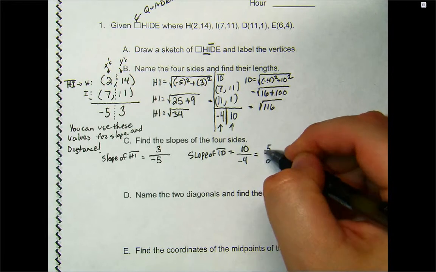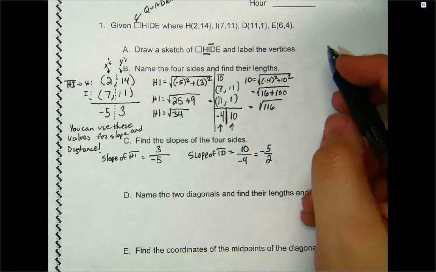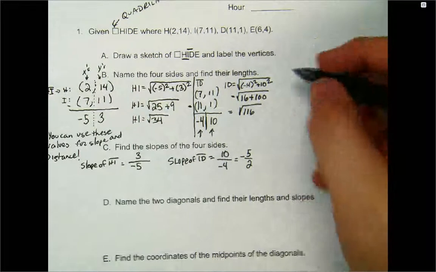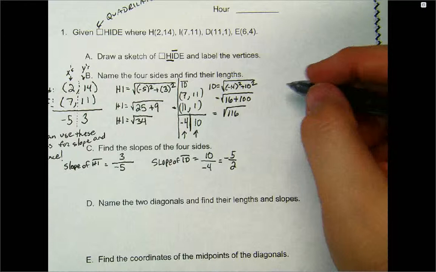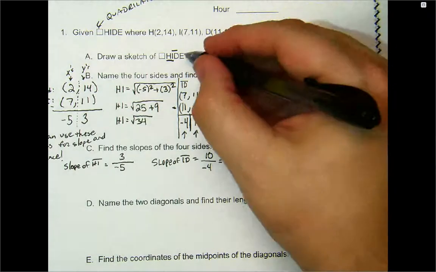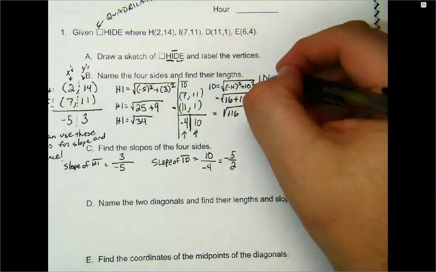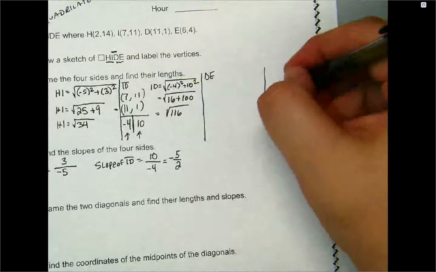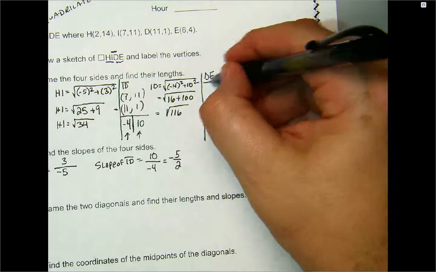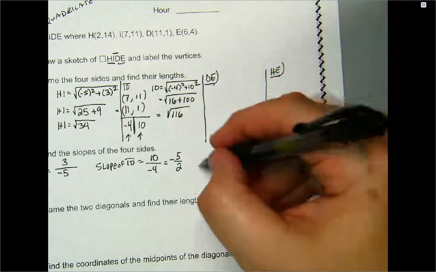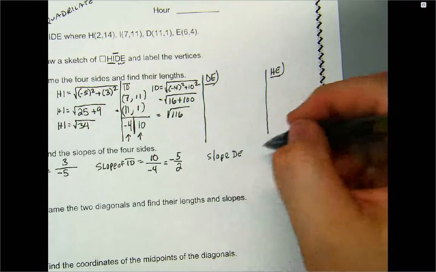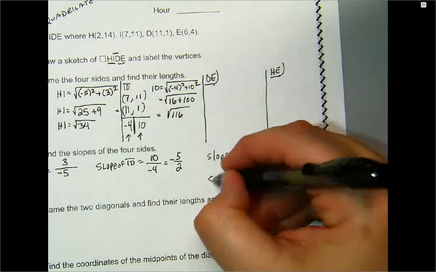Negative 5 halves. Now you're going to do this for the next side, which is DE. And then you'll do this for the last side, which is HE. And then you find the slope, just like this, of DE and the slope of HE.